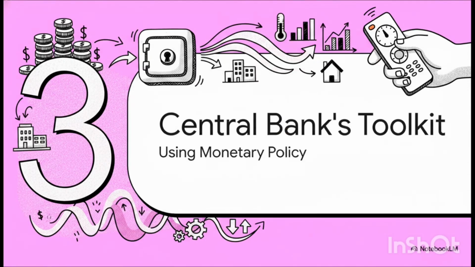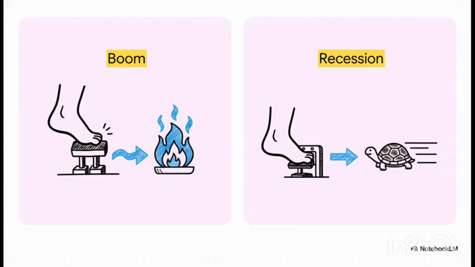So, this cycle is a natural thing, but does that mean we just have to sit back and take the punches? Nope, not at all. The first line of defense is the central bank, and they use monetary policy. This is all about controlling the supply of money and credit in the economy. The tool you have probably heard the most about is the bank rate. Just think of it like a gas pedal and a brake for the economy.